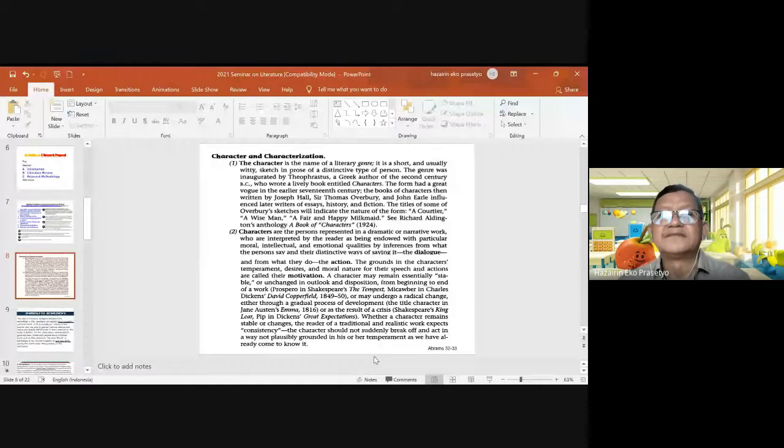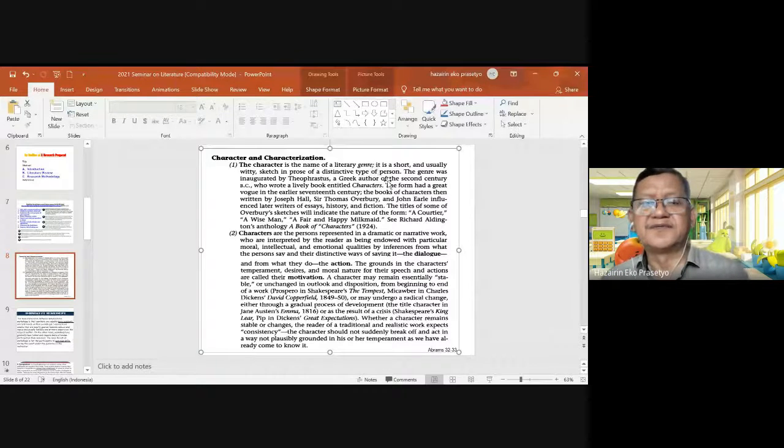The definition of character, according to Abrams, on page 32, is the name of a literary genre. It is a short and usually witty sketch in prose of a distinctive type of person. The genre was inaugurated by Theophrastus, a Greek author of the 4th century BC, who wrote a lively book entitled Characters. The form had a great vogue in the early 17th century, the books of characters then written by Joseph Hall, Sir Thomas Overbury, and John Earle, influenced later writers of essays, history, and fiction. Okay, that's character. So character is a distinctive type of person.